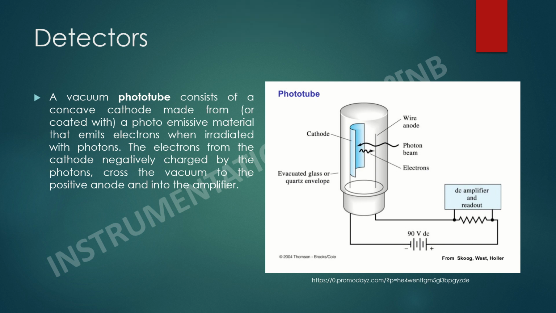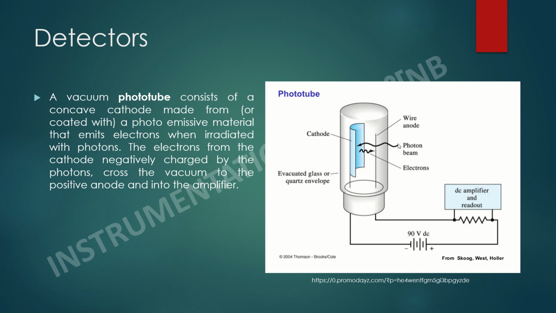After the radiation passes through the sample holder or the sample, it will reach the detector. Detectors can be of the following types: phototube detector. In a phototube detector, there is a concave cathode. It is made up of a photoemissive material coated on it. Photoemissive material emits electrons when a photon beam strikes the surface. So these electrons get attracted towards the anode and then reach the amplifier.